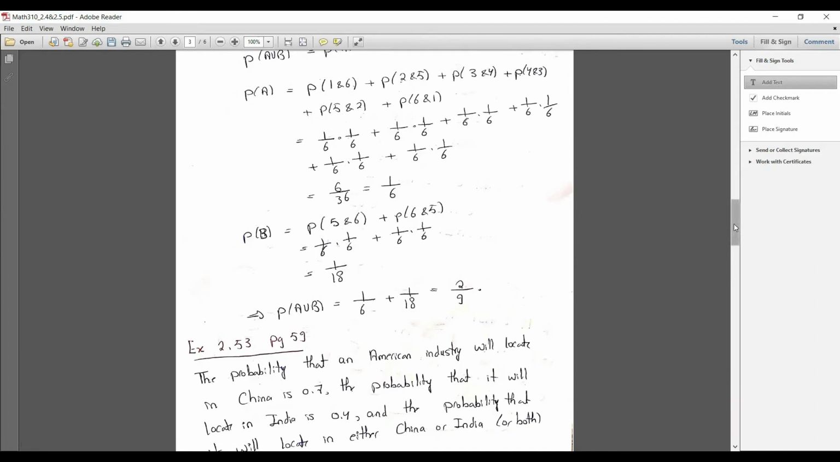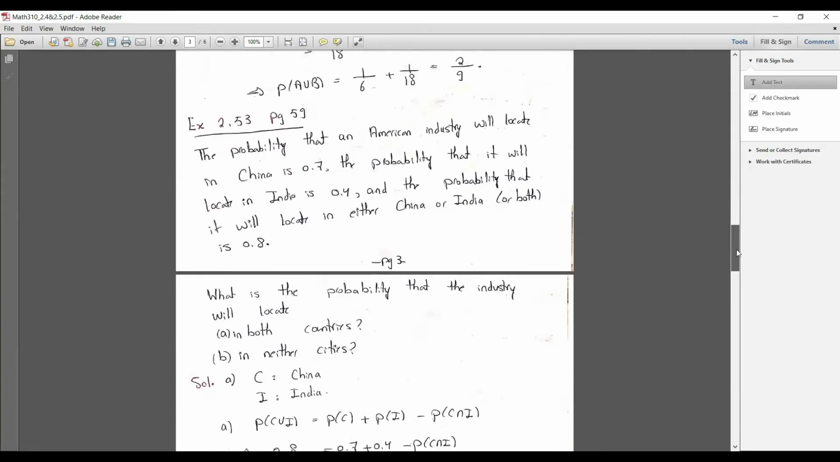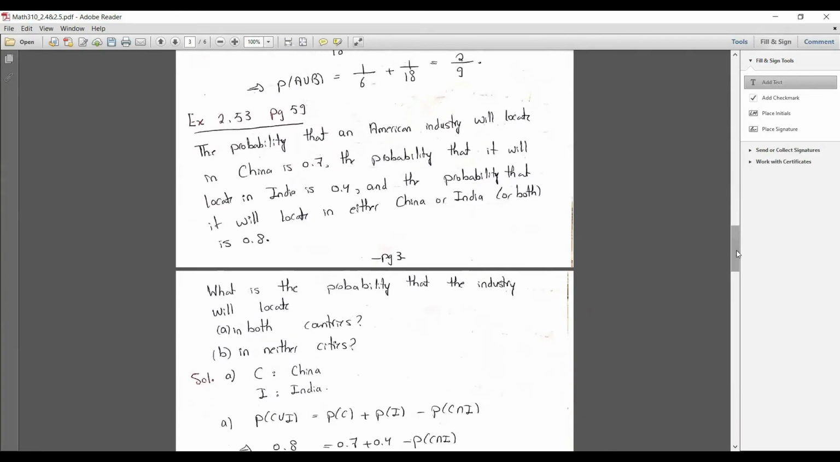Okay, guys, let's solve some exercises from the book. Here we are saying that the probability that an American industry will locate in China is 0.7. The probability that it will locate in India is 0.4. And the probability that it will locate in either China or India or both is 0.8. Guys, please pay attention to this one.